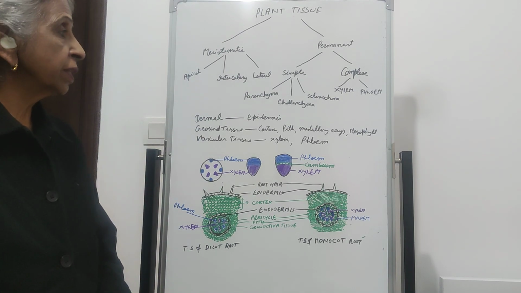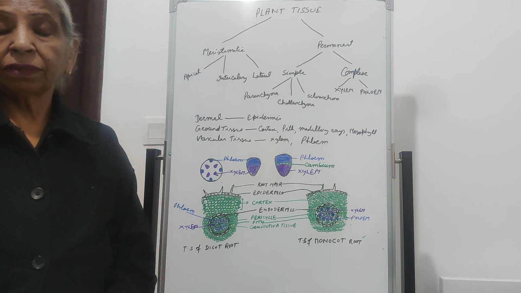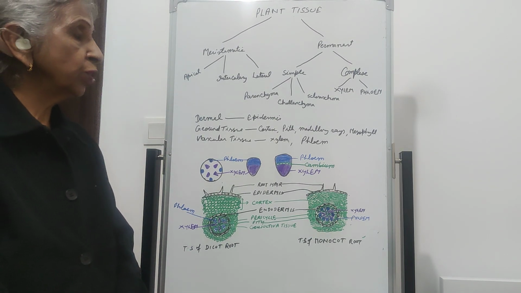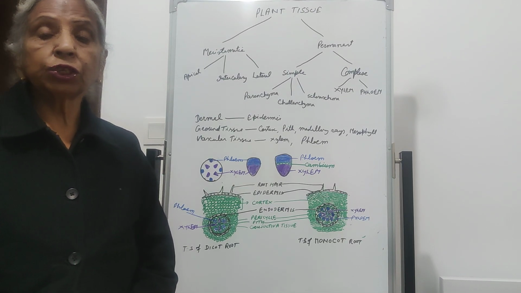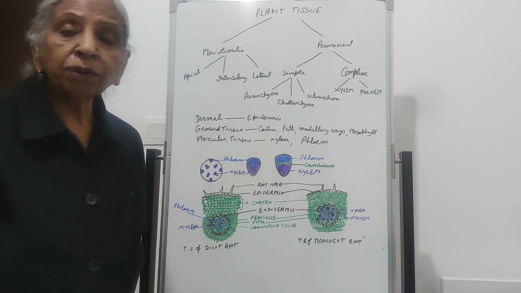They are present in hard seed coats. They are also present in the pulp of guava, pear, and sapota. So this is all about simple permanent tissue.